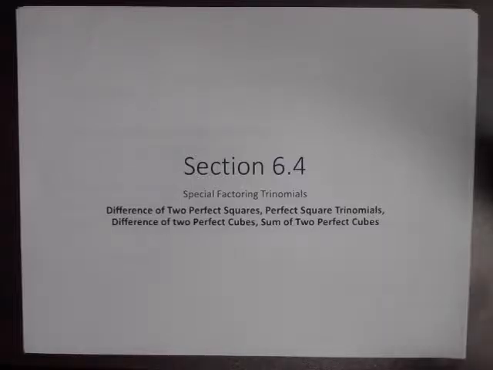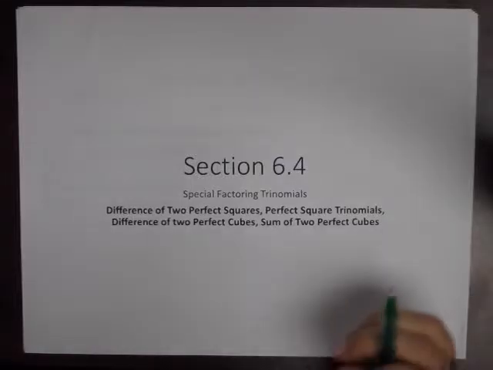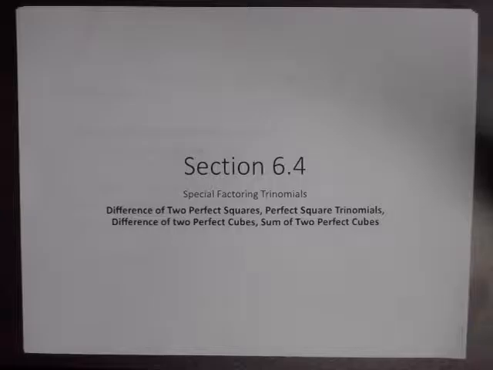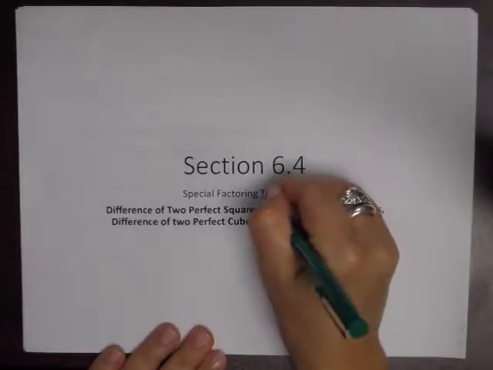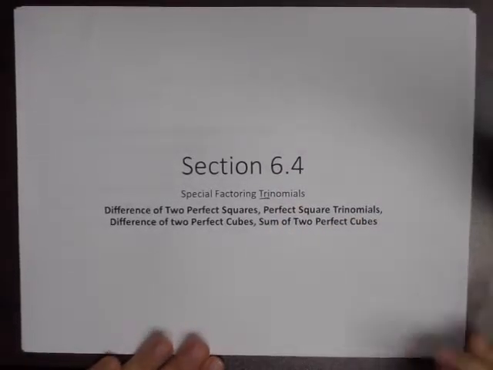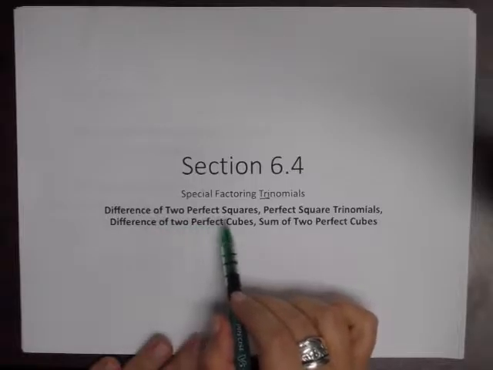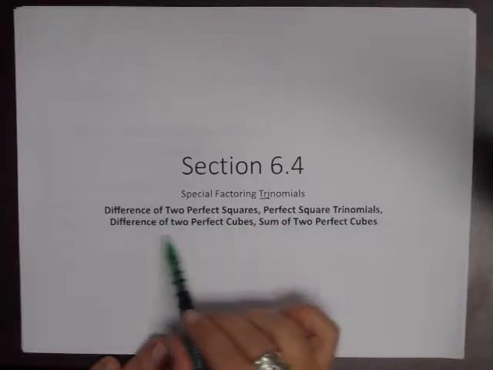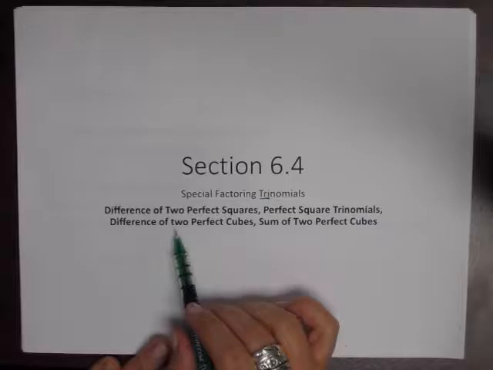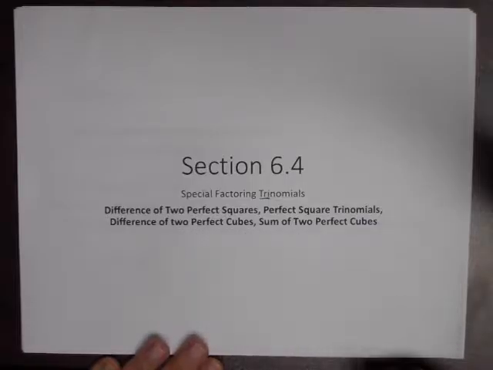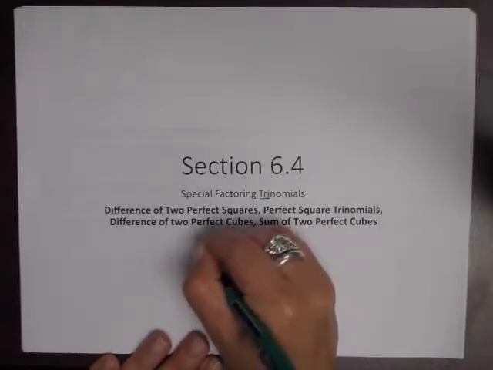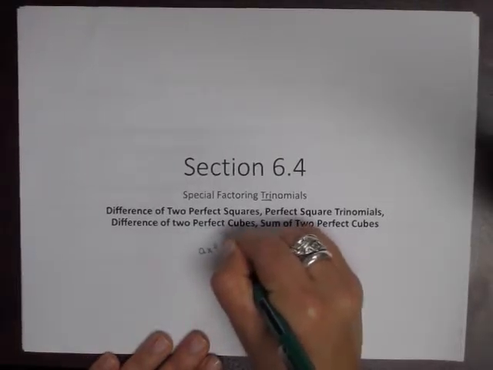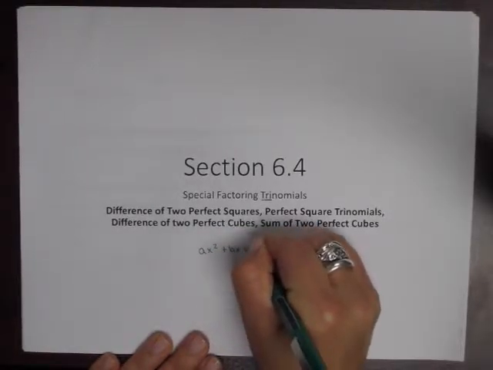Alright guys, so today I'm going to show you some tricks. We've got special factoring trinomials. Remember, a trinomial has three terms. So we're going to look at the difference of two perfect squares, a perfect square trinomial, the difference of two perfect cubes, and the sum of two perfect cubes. Remember, your standard equation for a quadratic is ax squared plus bx plus c.